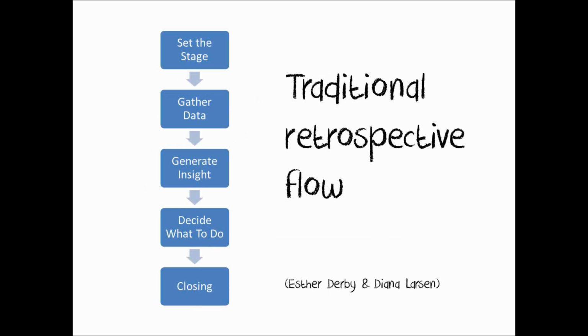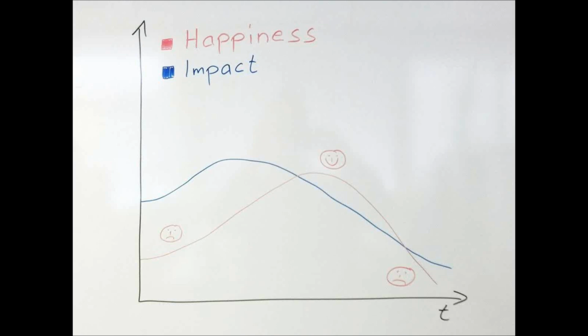Then you go to gather data, where you gather the data from the last iteration, from the last project whatsoever, using, for example, the timeline. Afterwards, you're generating insight, where you dig deeper to find out why some things happened. The next step would be deciding what improvements we can take. And then it's the closing in the end. So this is the traditional retrospective flow, and this was also the flow I was using in the beginning.